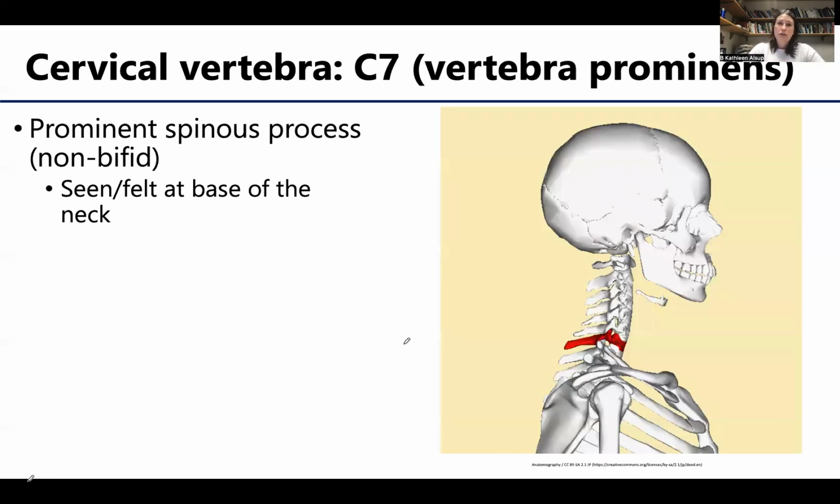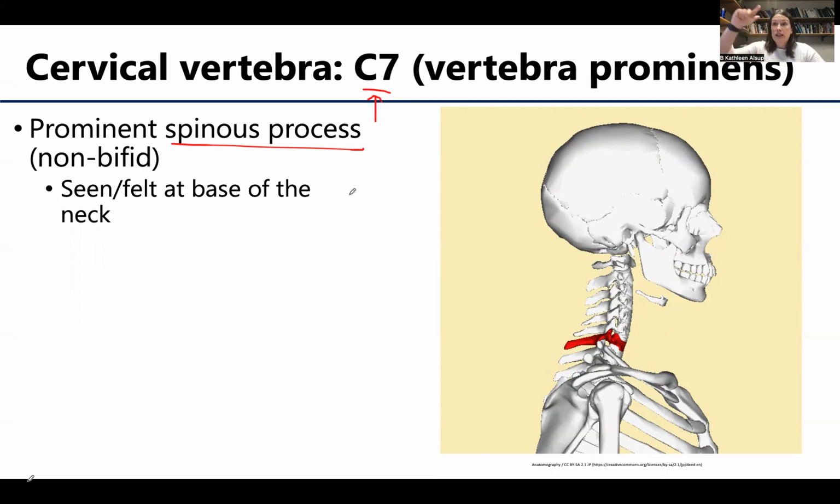The last cervical vertebra that I want to discuss is C7. So the last, or the most inferior, of the cervical vertebrae. Often this is referred to as the vertebra prominens, and it is unique in the fact that generally it has the most prominent spinous process. So if you tell somebody to bend their neck, generally you'll see one spinous process that projects the most posteriorly. Generally, this is C7.